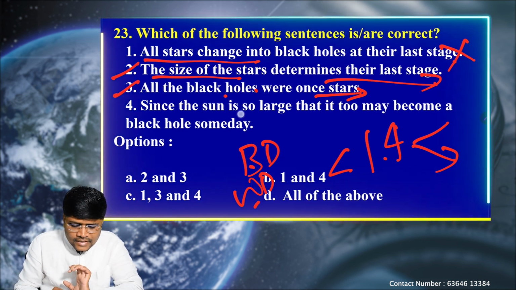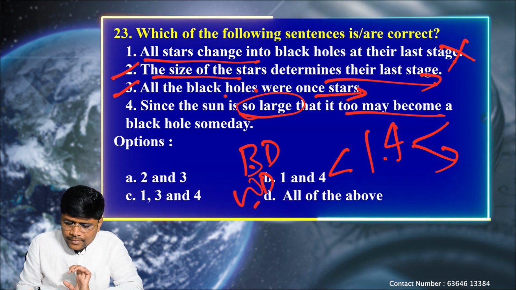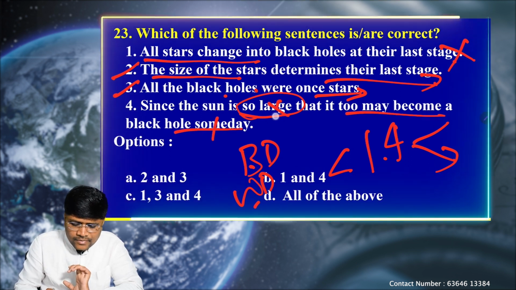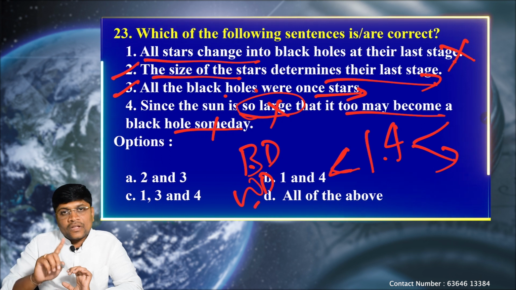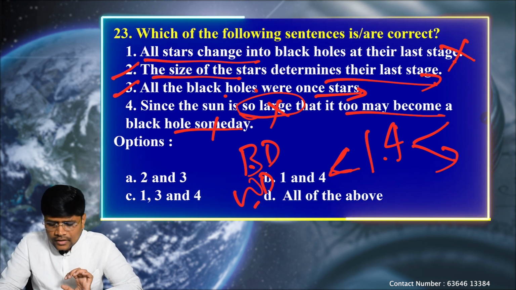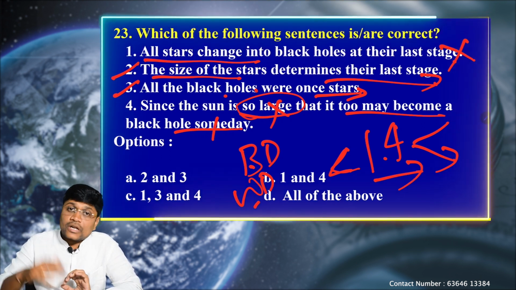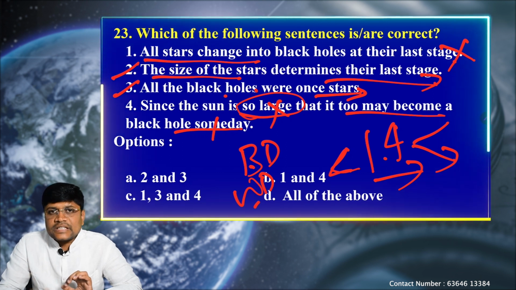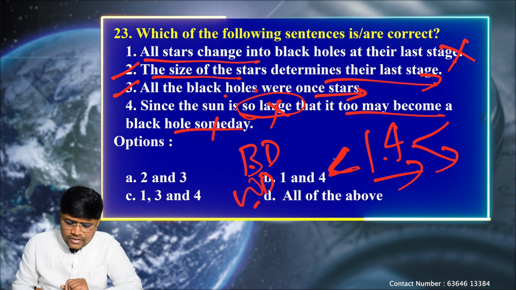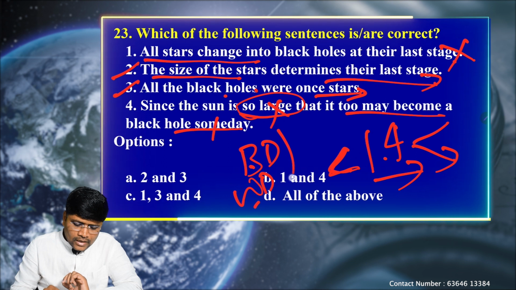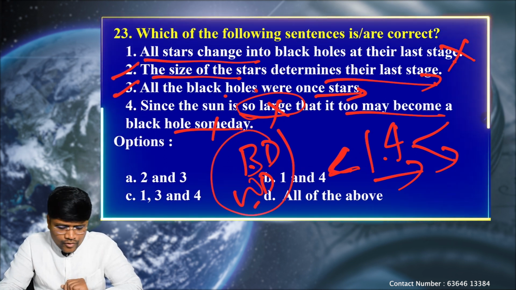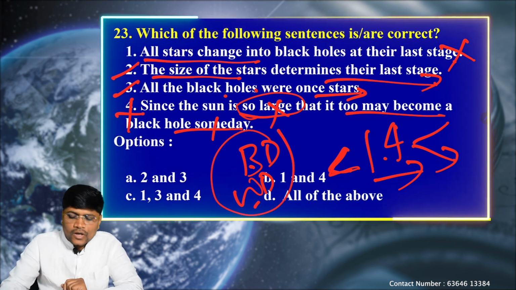Next, since the sun is so large, it too may become a black hole some day. This statement is wrong, because for any star to turn into a black hole, the minimum limit is 1.4 times the mass of the sun. The sun is below the minimum limit, so the sun can never turn into a black hole. It will end up as either a black dwarf or a white dwarf. So this statement is also wrong.